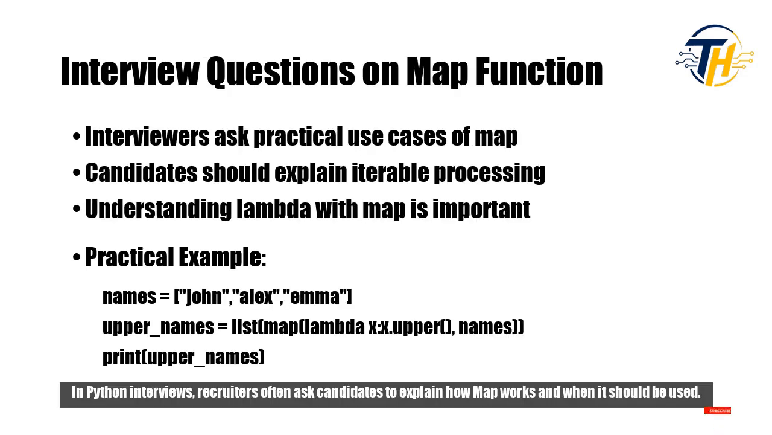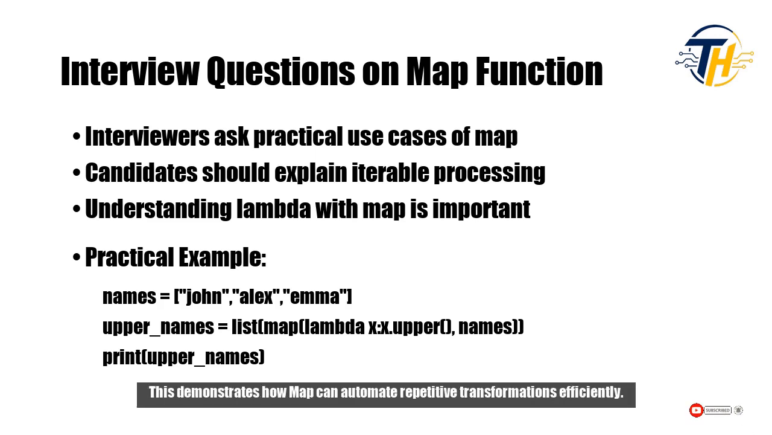In Python interviews, recruiters often ask candidates to explain how map works and when it should be used. They expect candidates to understand iterable processing and how Lambda functions integrate with map. Businesses commonly use map for transforming customer names, formatting data, and preparing reports. In this example, we converted all names into uppercase using map and Lambda together. This demonstrates how map can automate repetitive transformations efficiently.